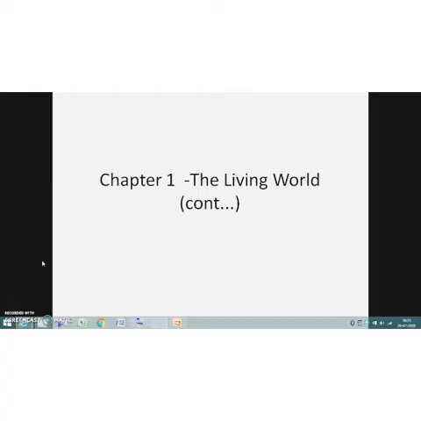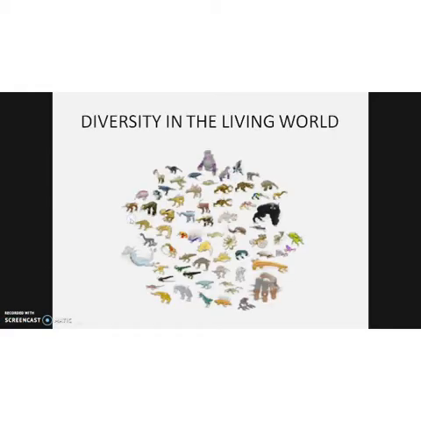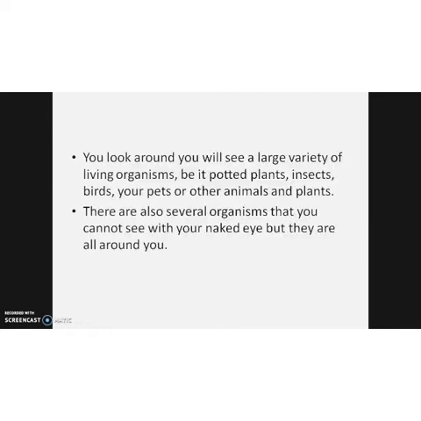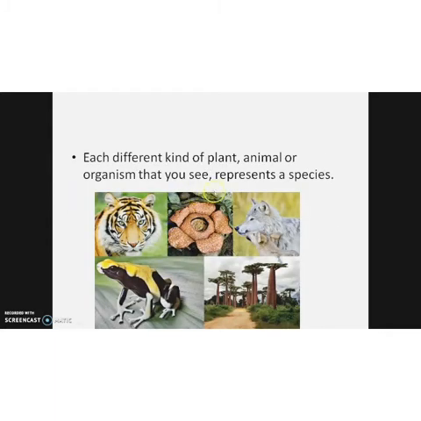We are continuing with the same lesson, the living world, and today we are going to discuss the topic diversity in the living world. Children, you look around, you will see a large variety of living organisms, isn't it? Be it potted plants, insects, birds, your pets, or other animals and plants. There are also several organisms that you cannot see with your naked eye, but they are all around you, isn't it? Microorganisms. Each different kind of plant, animal, or any other organism that you see represents a species.